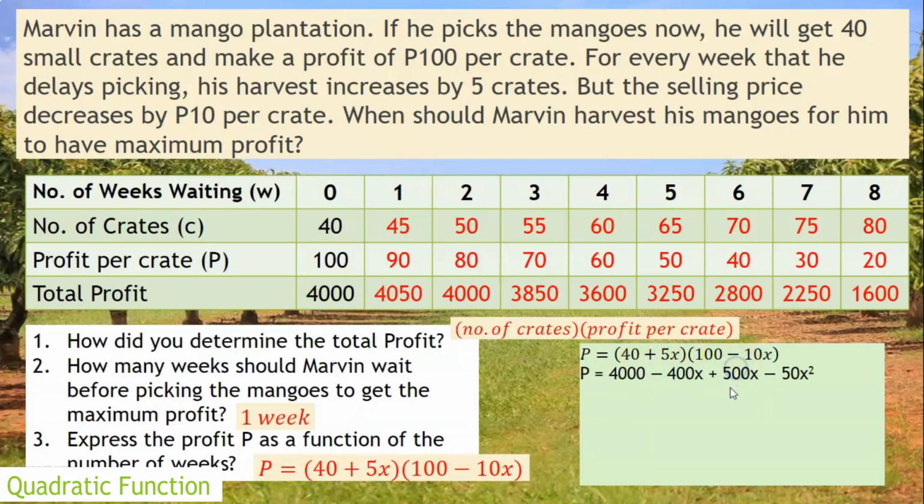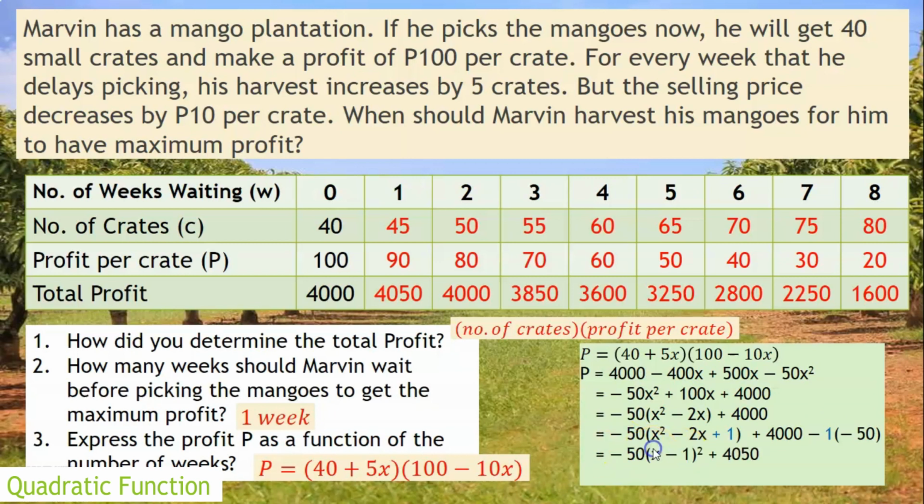Using the FOIL method, we will get this equation. Combine like terms, we'll get this. Rewrite this to vertex form. Factor out negative 50, so 100 divided by negative 50 is negative 2. Complete the square. Half of 2 is 1. Square it, that would be 1. We add 1 here, and we will subtract 1 at the end, but we have to multiply by negative 50 outside.